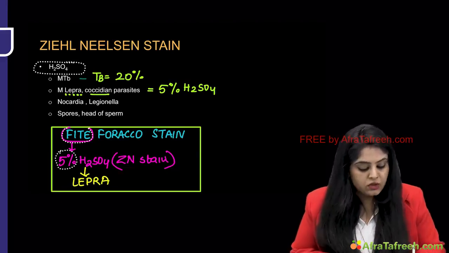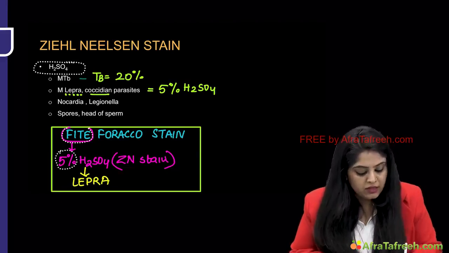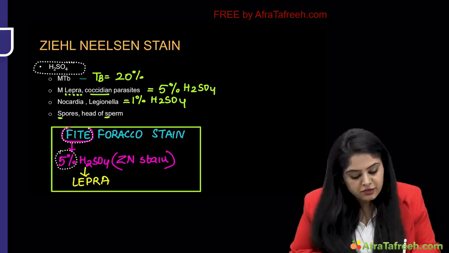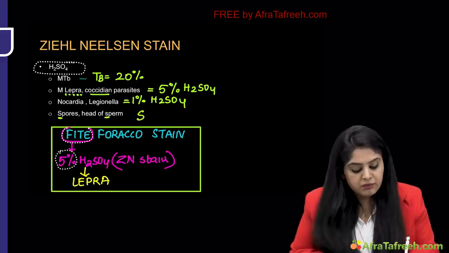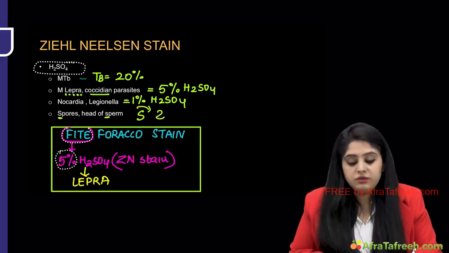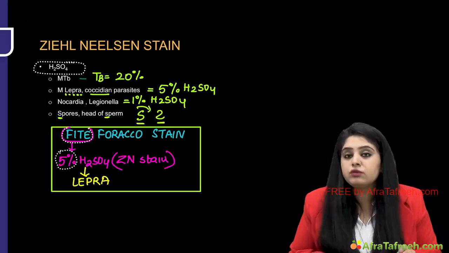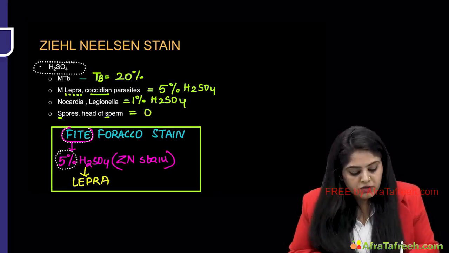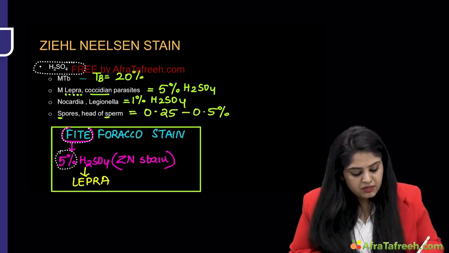Now, in the other order, Nocardia, Legionella, I'm going in the descending order. For Nocardia and Legionella, we use 1% H2SO4. And for spores and sperm, S and S, how do you write an S? S is written like this, right? So make it opposite. The other one, S, is going to be like this. This is looking like a 5, this is looking like a 2. So all these numbers need to be taken into account. It is ranging from 0.25 to 0.5%.